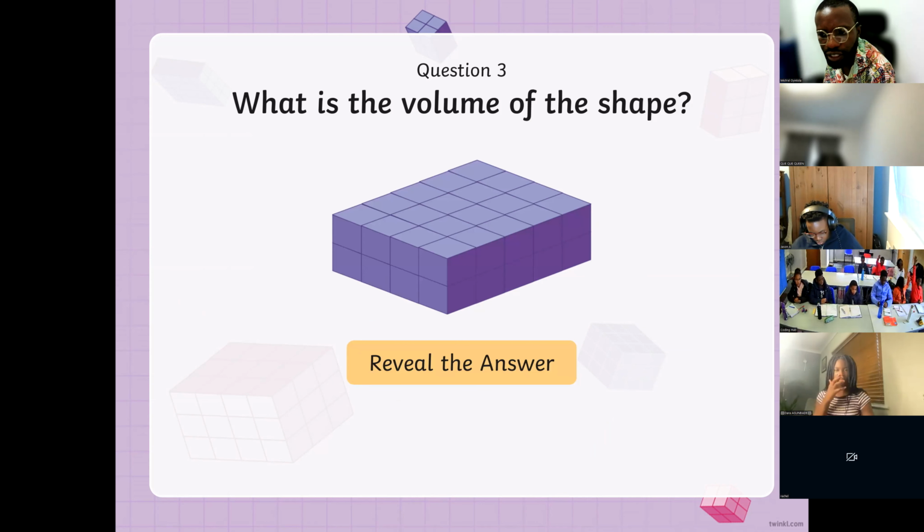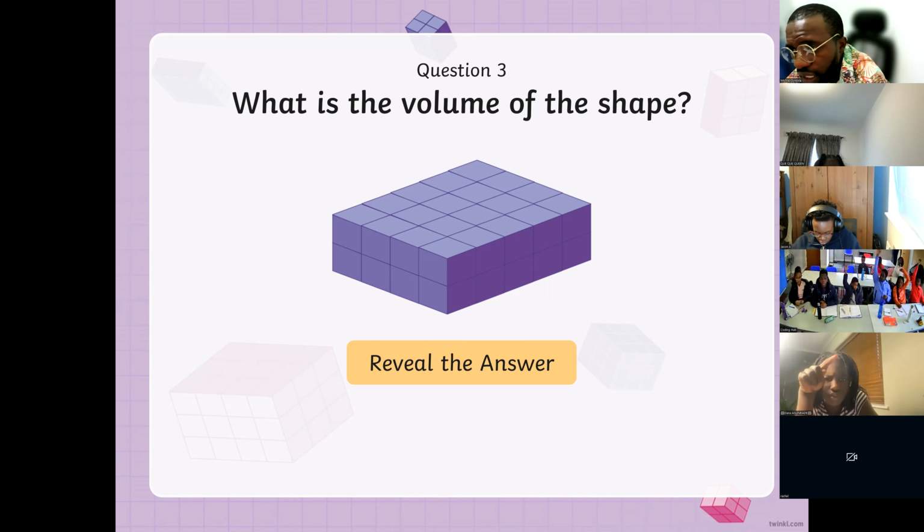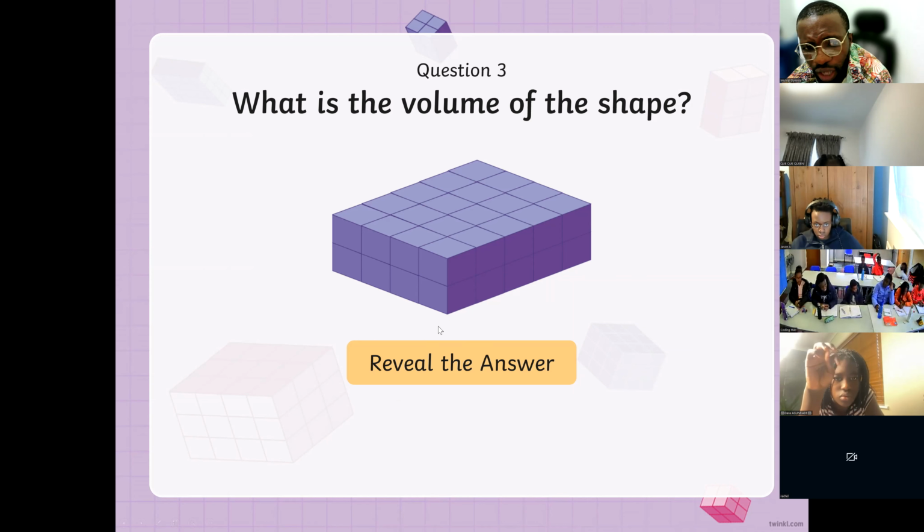What is this volume? E. 1, 2, 3, 4, 5. It's 14. Talk to me. Can Jason hear me? Yes, Uncle. I got 40 cube units. 40.